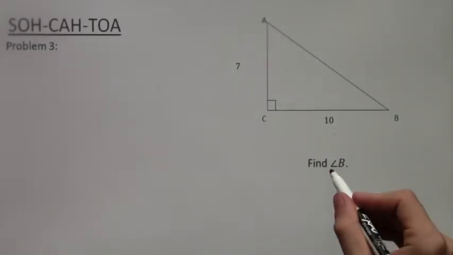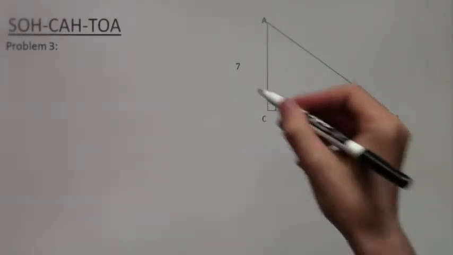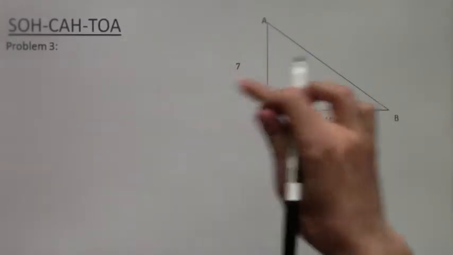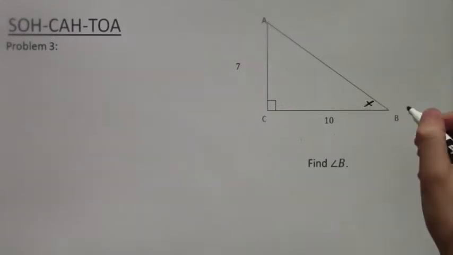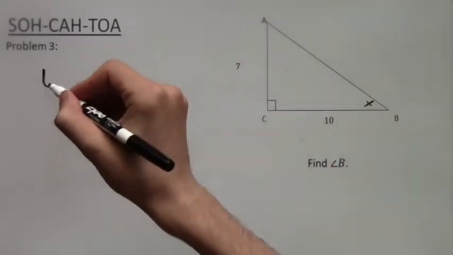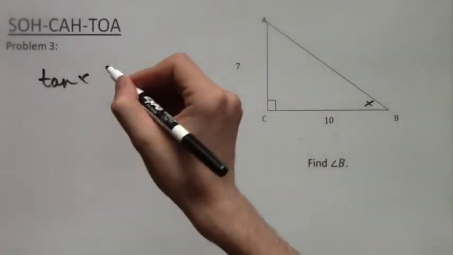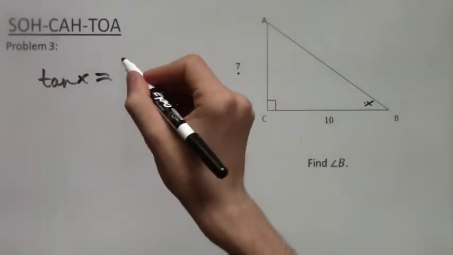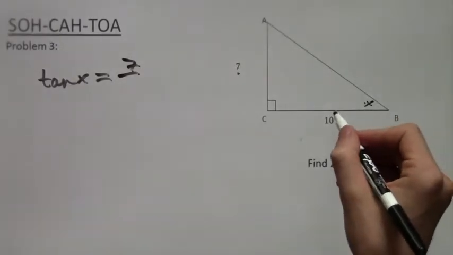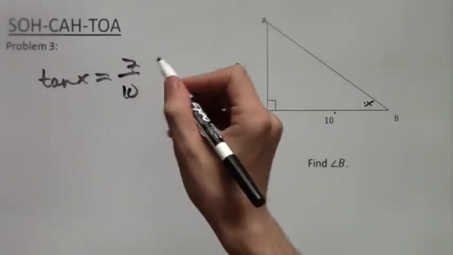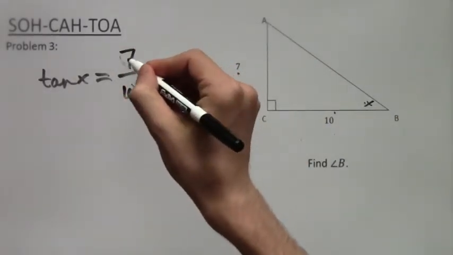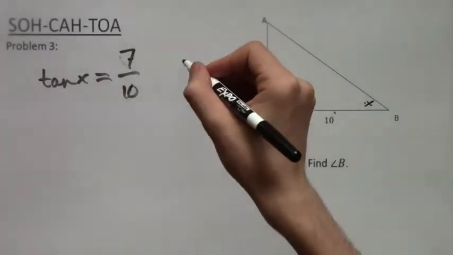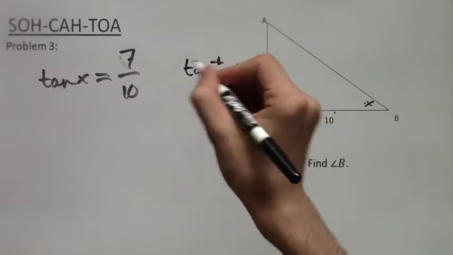This time we're looking for an angle B to be specific. So we have 7 and 10 given as side lengths, and we want to find an angle. So we label it as X. And what happens when we take the tangent of X? We get the opposite, and that's 7, divided by the adjacent, and that's 10. So 7 over 10. This time, you can't really use the tan button on your calculator because we're taking the tangent of X.